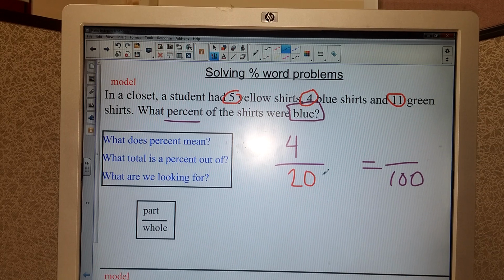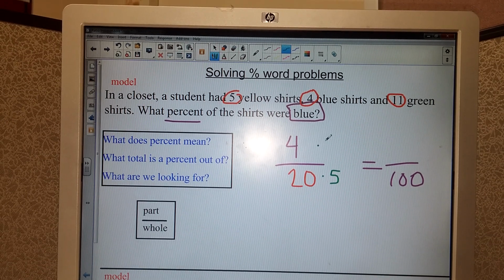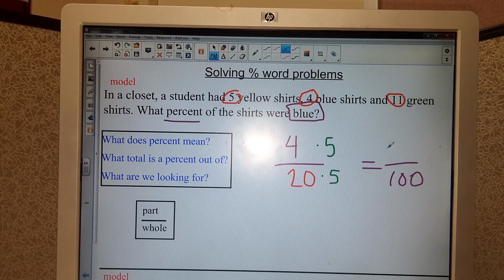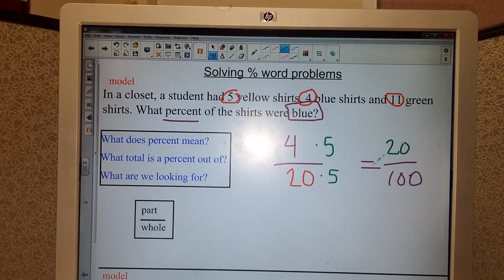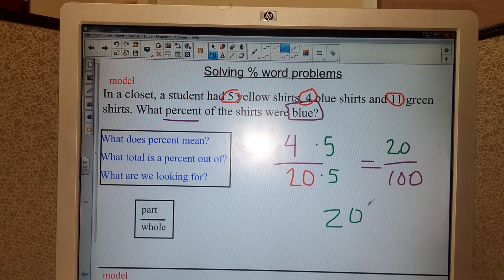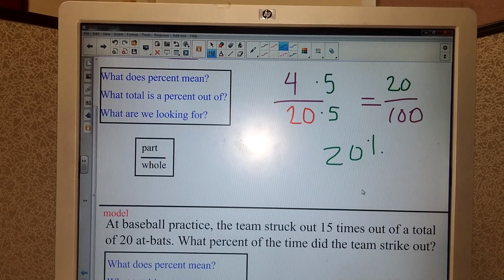If you think back to the factor pairs in the beginning of the lesson, 20 times 5 is 100, which means I multiply my numerator by 5. 4 times 5 is 20. 20 out of 100 is 20%.